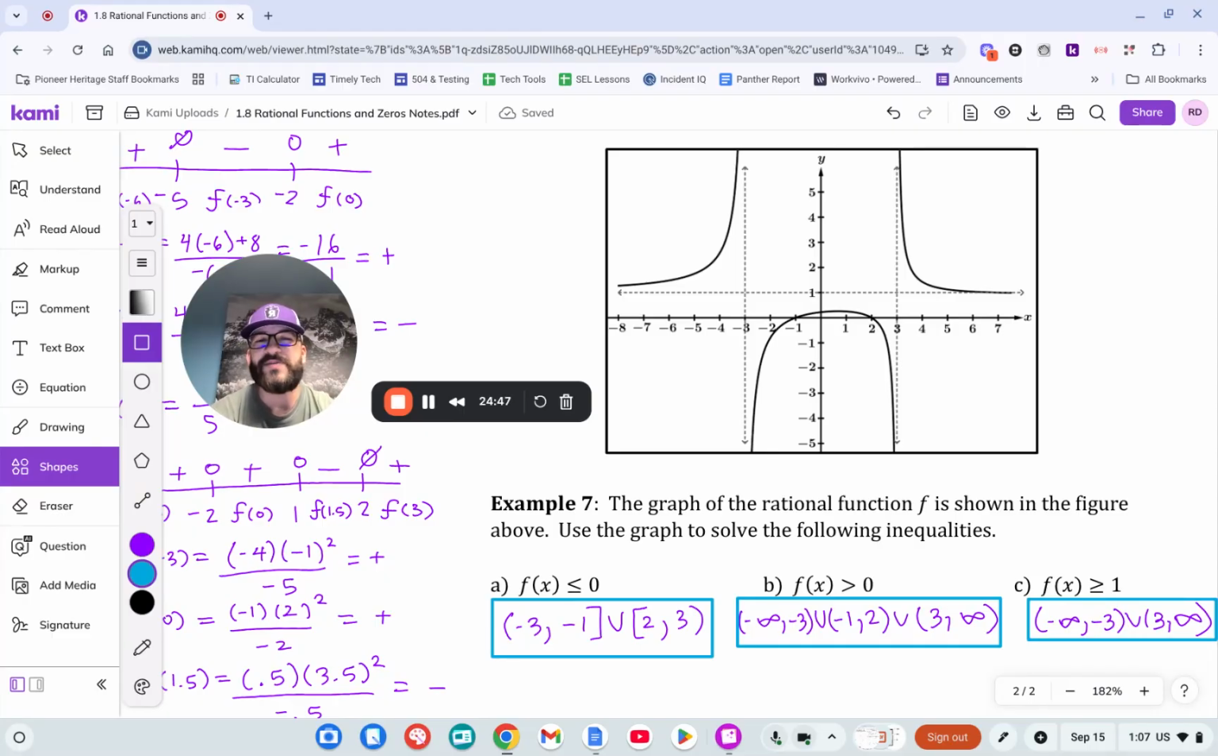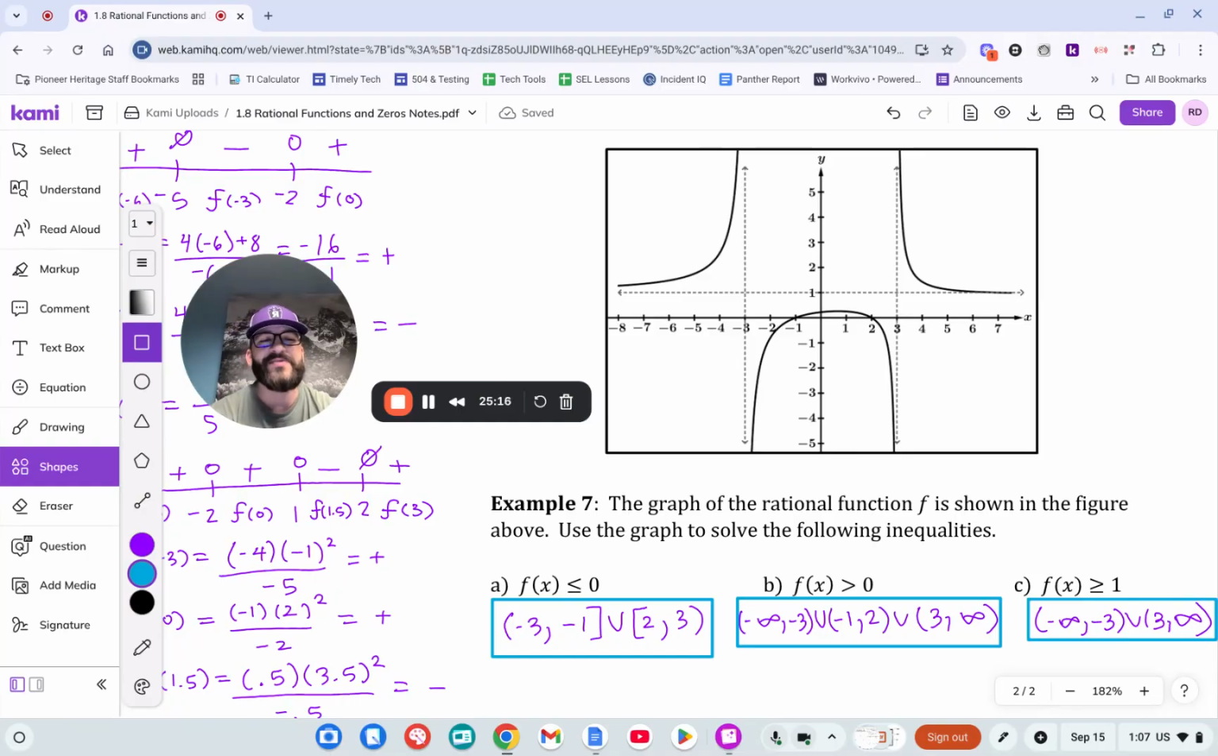Then greater than 0, this one's a little sneaky because we have this negative infinity to negative 3. Then we have this little piece right here, negative 1 to 2, that we need to include as well. And then from 3 to infinity. All of those are above the x-axis, so all those need to be included. And you can see when we're talking about those undefined, these are those undefined asymptotes that are creating those spots where we can't equal, even though maybe we should be able to equal them.